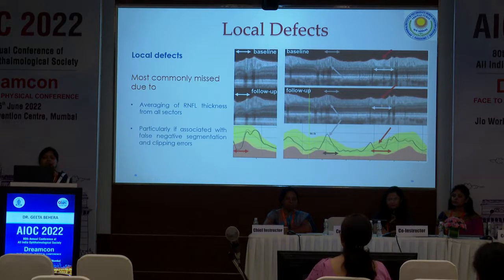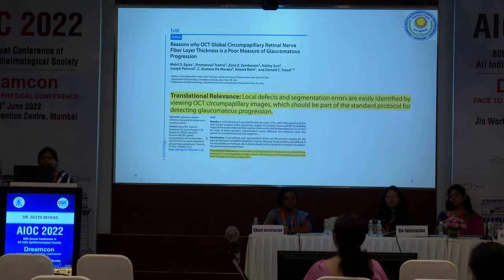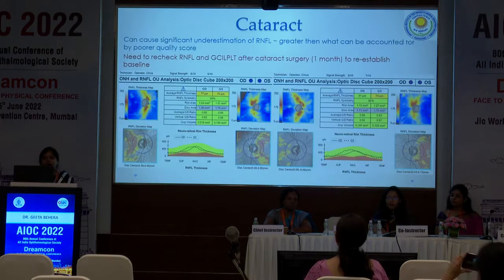So this is the baseline, in which one can see the RNFL thickness. And this is the follow-up where actually there's a drop, and that drop is seen very well in the double hump in the TSNIT graph. But this will get missed out when you look at the global average. Again, this is found to be a very important source of error, and so it is recommended that it should be a standard protocol for detecting glaucomatous progression.